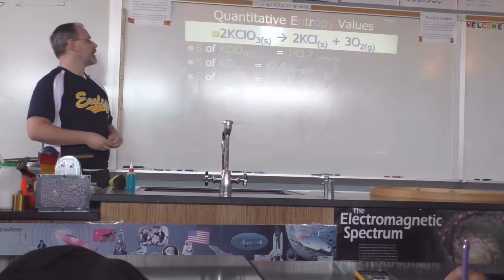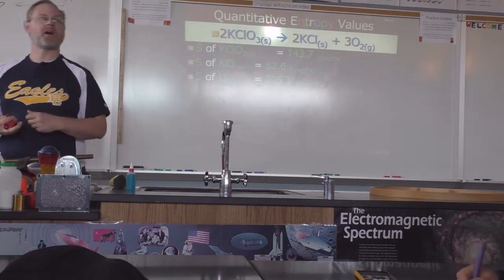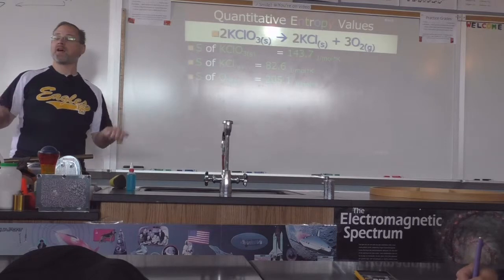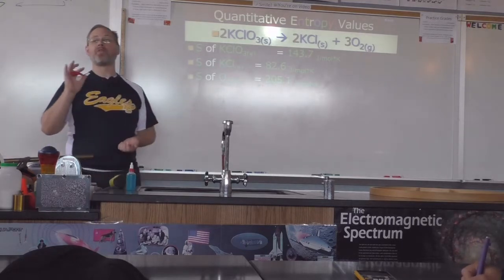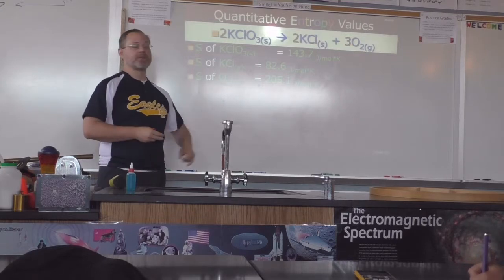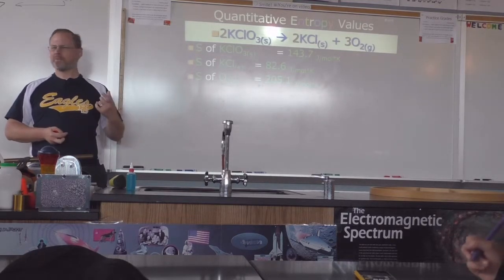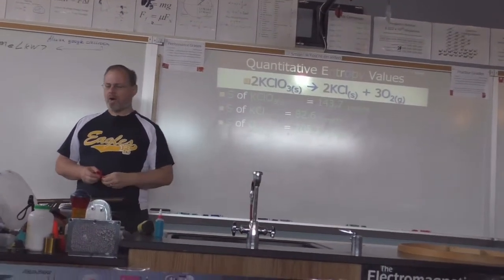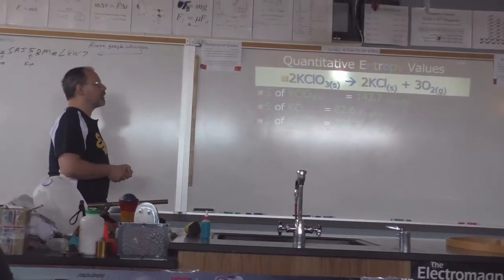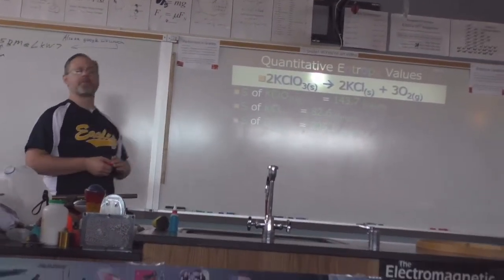Okay? So again, don't get enthalpy and entropy mixed up. It's very easy to get them mixed up. Entropy is chaos or disorder. Enthalpy is heat energy. And while the enthalpy of a free element is zero, nothing has a zero entropy. Does that make sense? Okay, give me a thumbs up if that makes sense to you. Okay. Now, how would we go about calculating the entropy of reaction given these values?